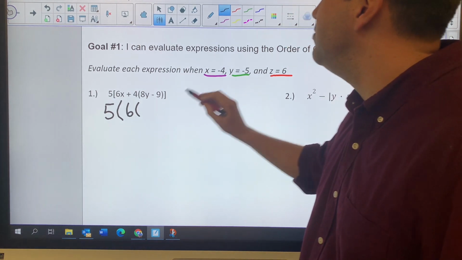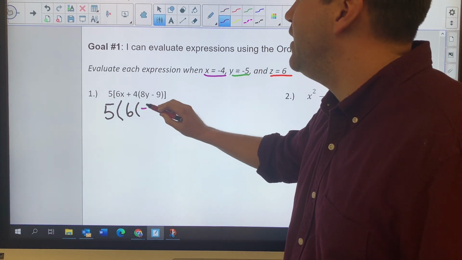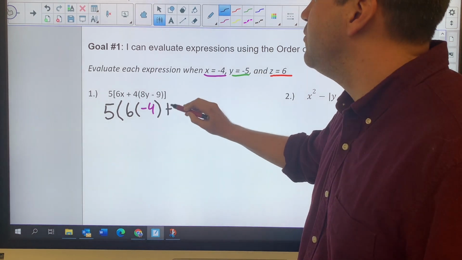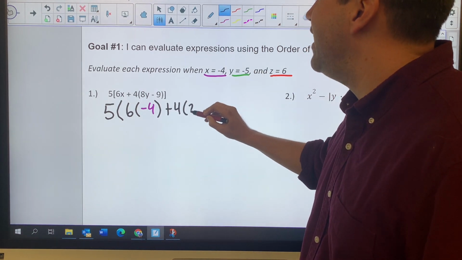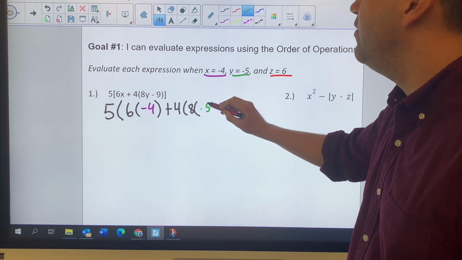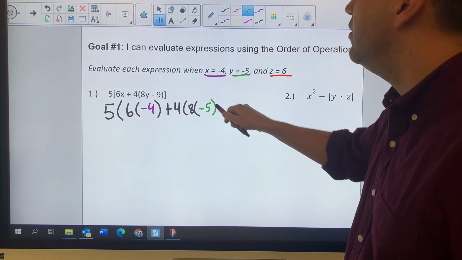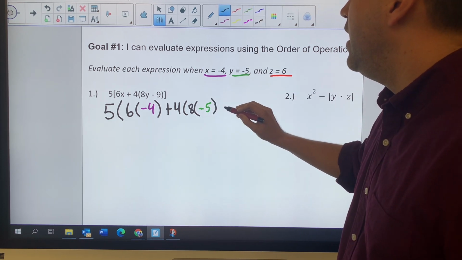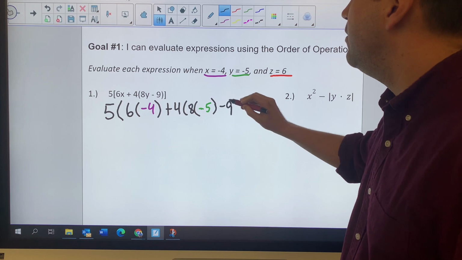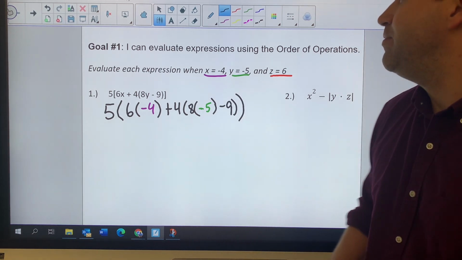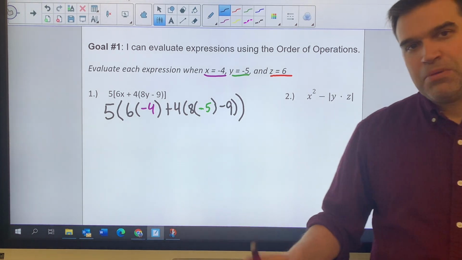6 times the x is going to change into a -4 plus 4 parentheses 8. The y is going to change into -5. And then we've got -9 parentheses and another parentheses. This is the problem that we're trying to do.